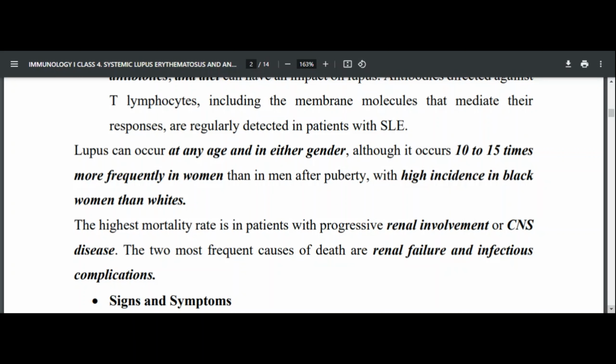So the highest mortality rate is in patients with progressive renal involvement and also central nervous system involvement. And the most common cause of death is renal failure and even complications of infections. So those are the most common causes of death.